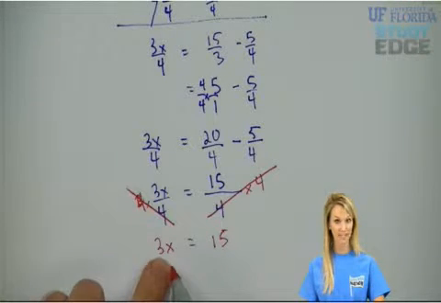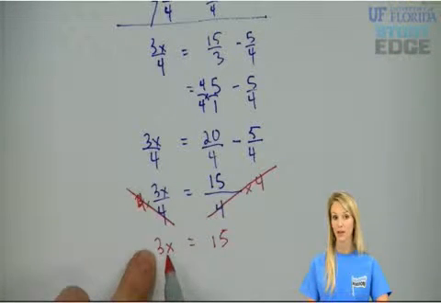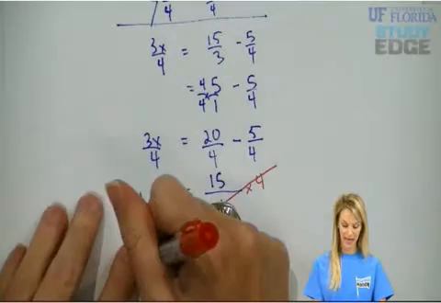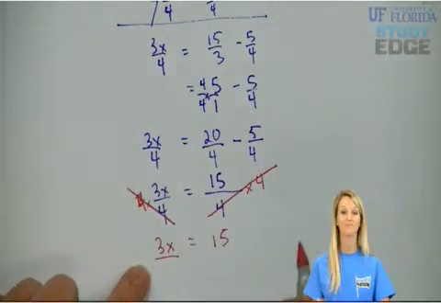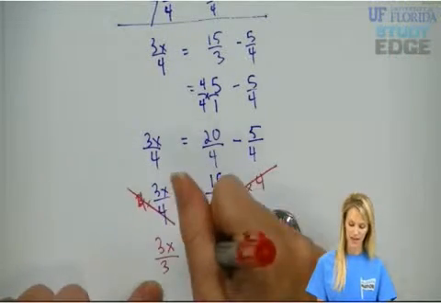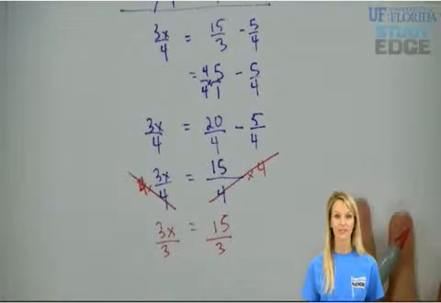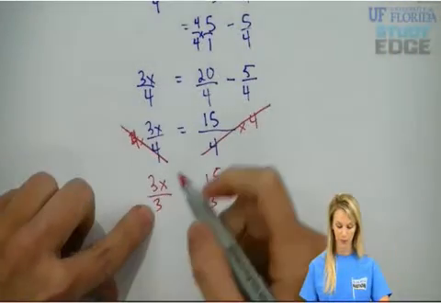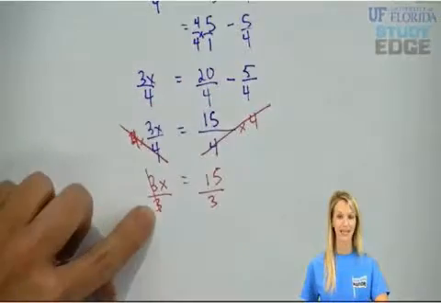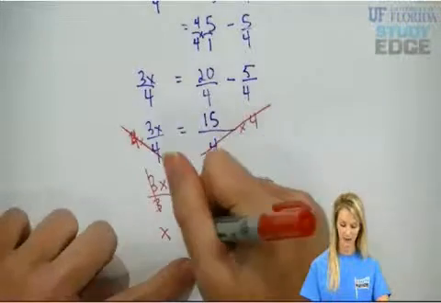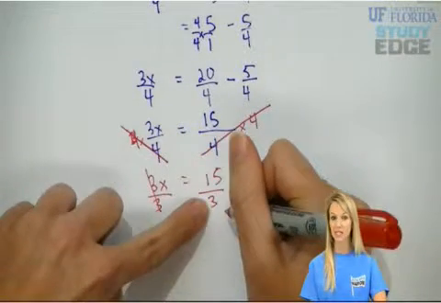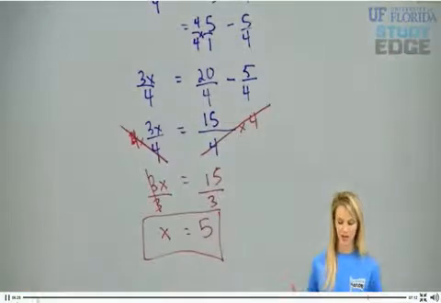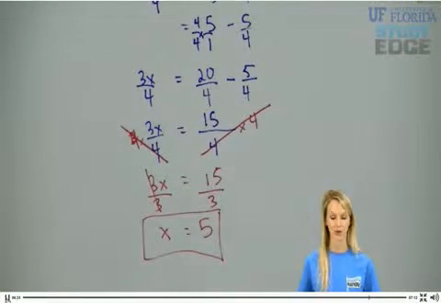What's keeping x from being by itself? It's being multiplied by 3 right here. 3x is the same thing as saying 3 times x. So, how do I get rid of a multiplying by 3? I divide by 3. Whatever I do to one side of the equation, I've got to do to the other. So, I'm going to divide both sides by 3. Well, 3 divided by 3 is 1, so that cancels out. We're just left with x. 15 divided by 3, what's 15 divided by 3? 5. So I've solved my equation, and I get that x is equal to 5.